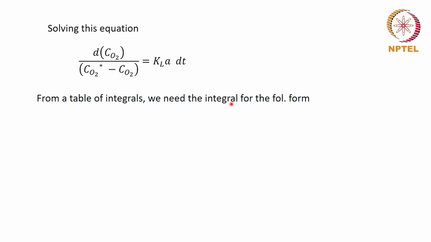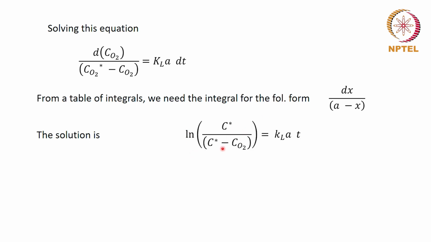And from the table of integrals, we need the integral for the form. This is equivalent to dx by (a minus x) in the table. Okay. dx by (a minus x). This, of course, is a constant, as you can recall. Therefore, the solution of this form you can directly take from the table of integrals. You don't have to worry about working it out yourself. ln of C star divided by (C star minus CO2) equals KLA t. Okay. So this is the solution from the table's standard form.